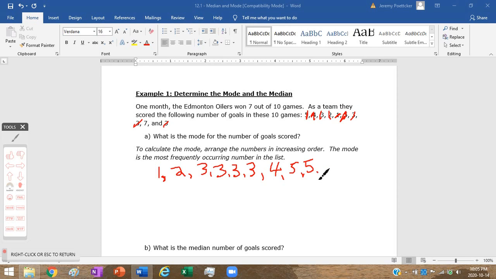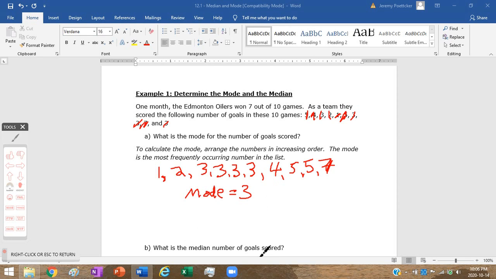And 5, and no 6s, and that leads us to a, it's not a pretty 7, but we'll pretend it's a good 7. Alright, what is my mode? Mode is the most frequently occurring number in the list. My mode is 3.